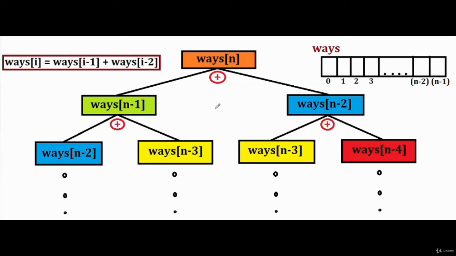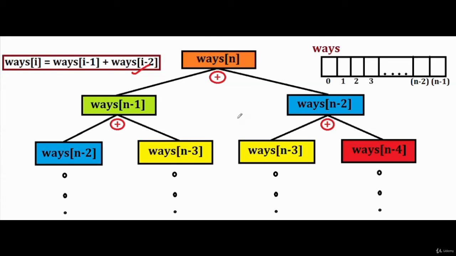If we try to investigate this further, we can build a tree like this. As we know, ways n is equal to ways n minus 1 plus ways n minus 2. Similarly, using our formula, we can also say that ways n minus 1 is equal to ways n minus 2 plus ways n minus 3, and ways n minus 2 is equal to ways n minus 3 plus ways n minus 4, and so on.